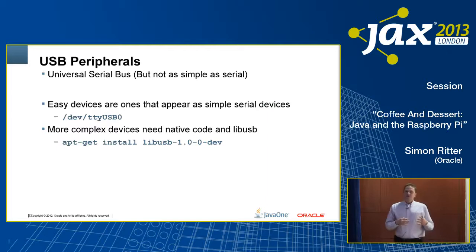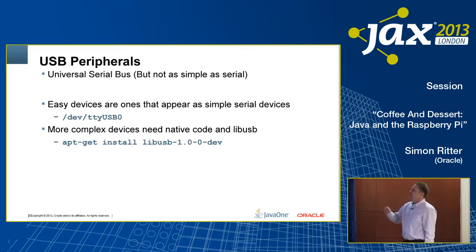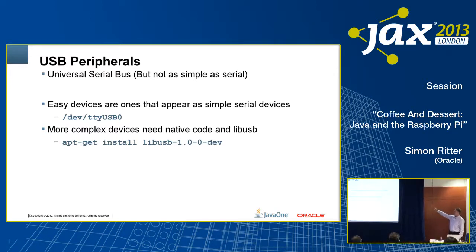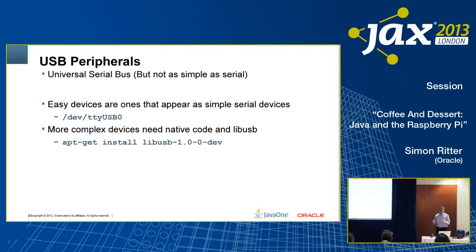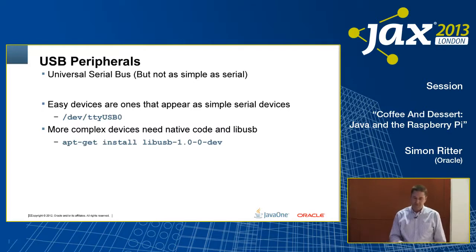USB peripherals, if you want to access those from Java, there's a couple of ways you can do that. One is if it appears to be like a serial device, then it's quite straightforward, because you get something like /dev/ttyUSB0, and then you communicate with it as if it was a serial device. You send sequences of bytes, you get sequences of bytes back. If you need more complicated things, then installing the libusb-1.0-0-dev package is a good idea, because that gives you the necessary library code you need to access USB devices directly.